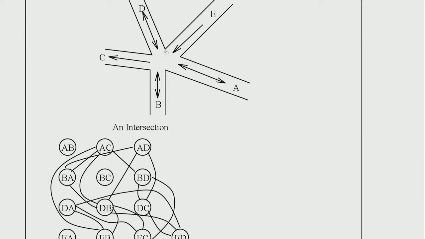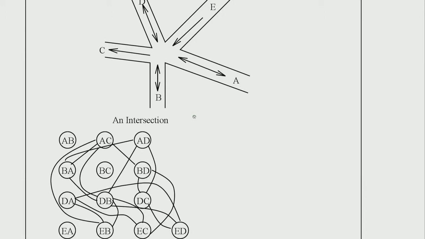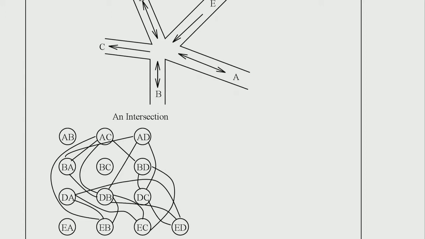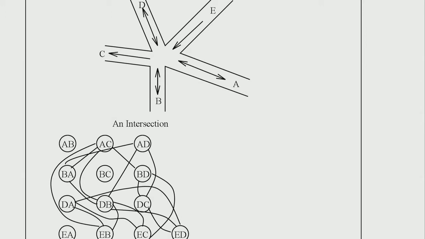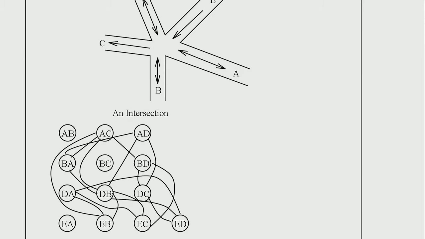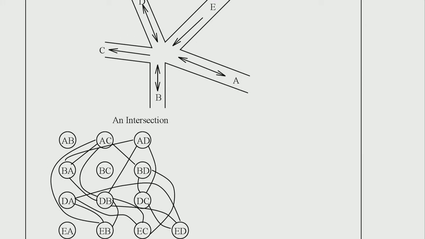Let us say that I am looking at AC, AD and DB. So, this is AD and this is DB. Remember, this is left turn, left handed traffic. So, this is going this way and this is coming this way. So, both of them cannot happen simultaneously.